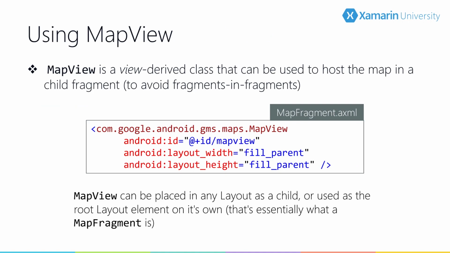The other option is to use the MapView object. This is an Android view that displays the map data. Its primary purpose is to be used inside a custom fragment that's defined in your application. Since fragments are not intended to be embedded into other fragments, this approach provides a simple solution.